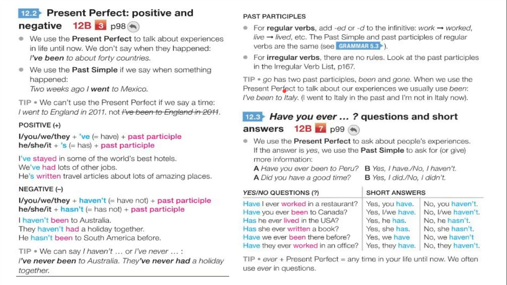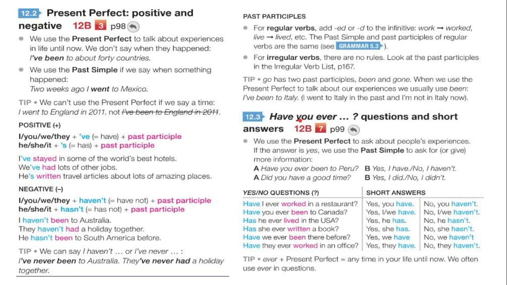All right. So whenever we have two participles, been and gone, we use the present perfect to talk about experiences, and we usually use been. For example, I've been to Italy. That will be whenever we talk about experience, we use been. And gone, whenever we focus on the action. I've gone to Italy and I've been to Italy. Focus on been to Italy, the experience, and gone, the action.